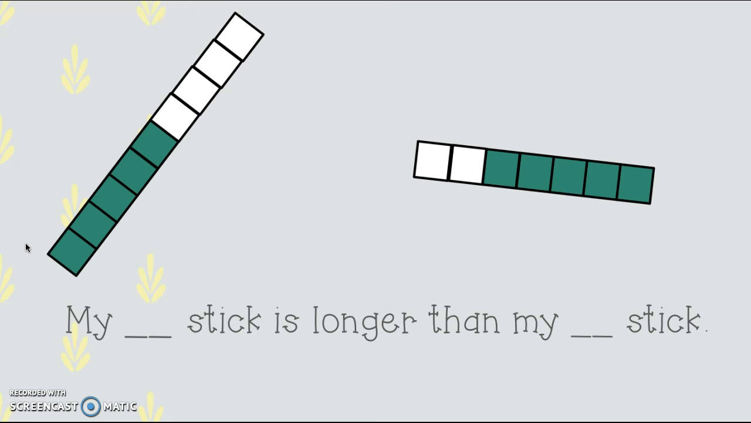Okay. What did you have to do first before you would know the answer? That's exactly right. You'd have to know how many cubes are in each stick. So did you count them? Oh, good. So the sentence says my blank stick is longer than. So which one am I going to put first? Yes, the 9 stick. Because this one is 9 and 9 is way longer than, good job, 7, the 7 stick.